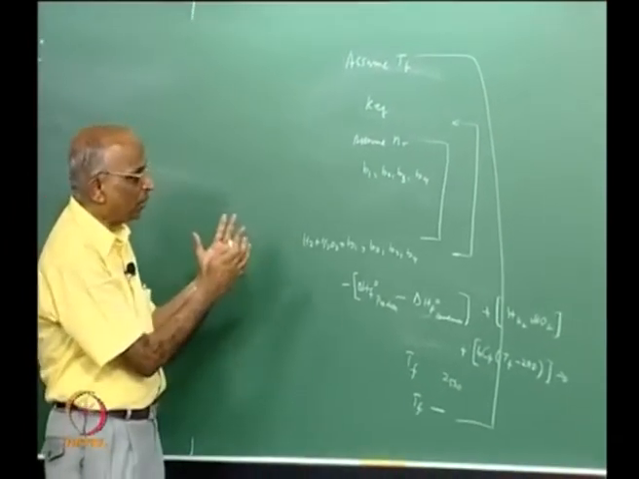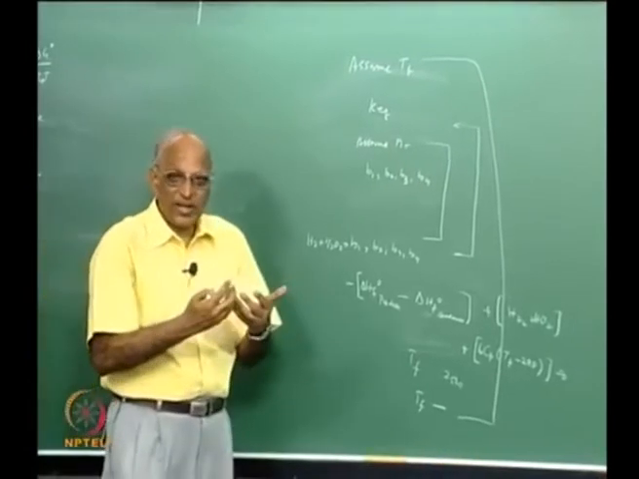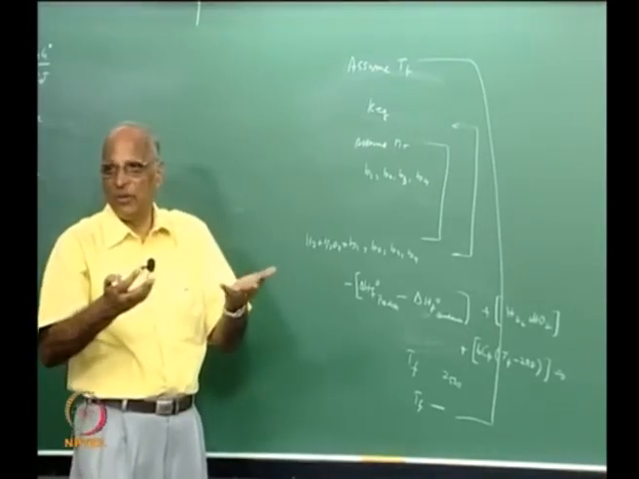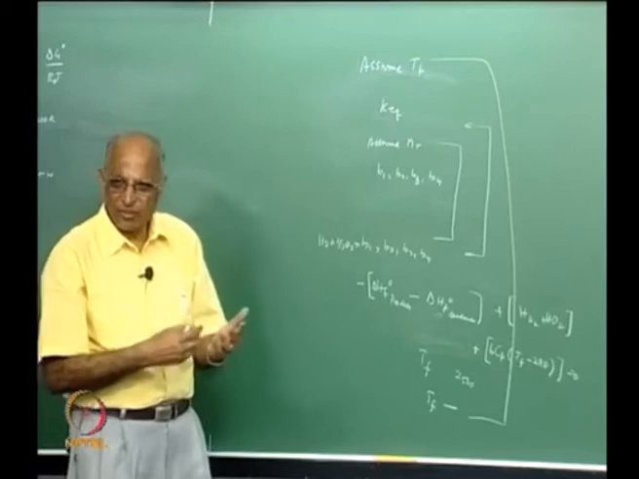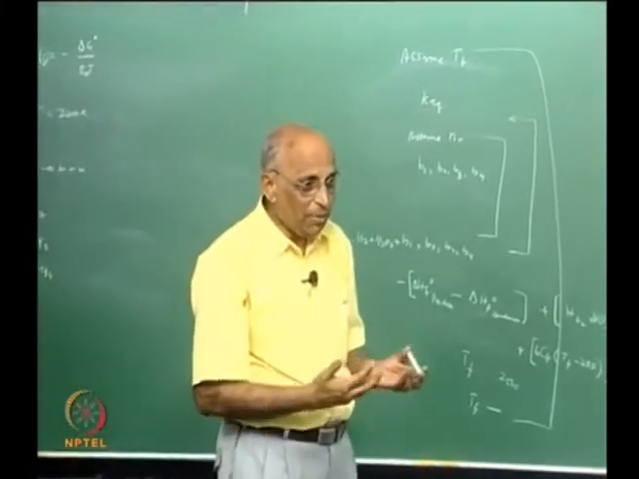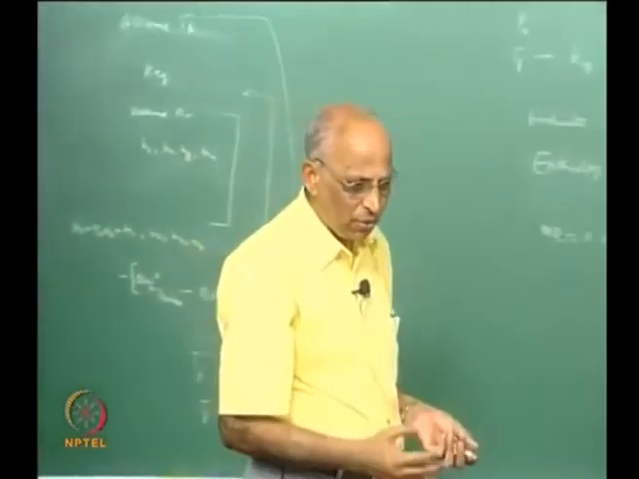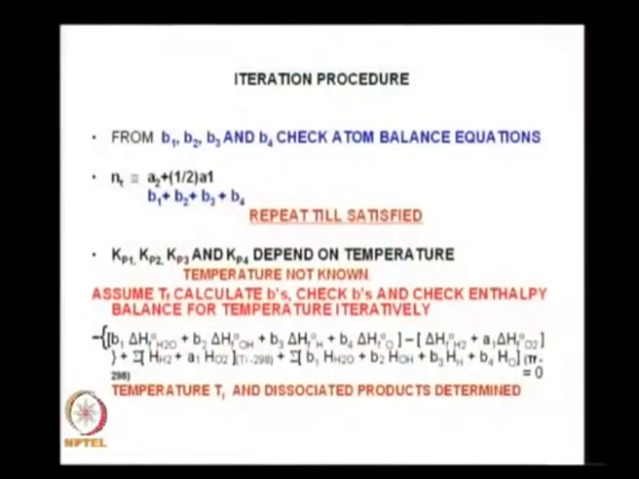I like this method of equilibrium constants because you can see physically what is happening when you are doing it. I will also discuss something about another method which is equally powerful and which is used in many of the codes. We will discuss it. Therefore, let me again repeat this. You have B1, B2, B3, B4 determined, check the atom balance equations, again check for the total number of moles, repeat till this is satisfied.